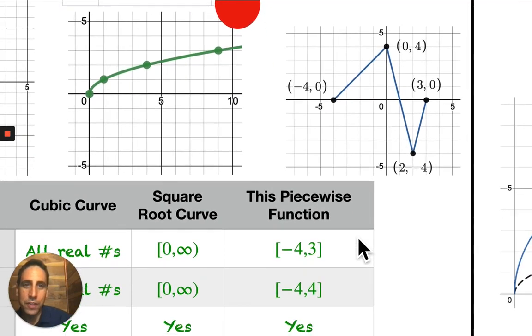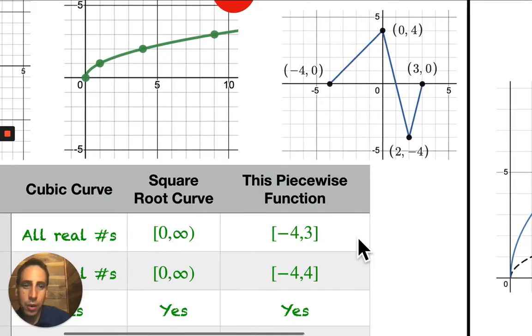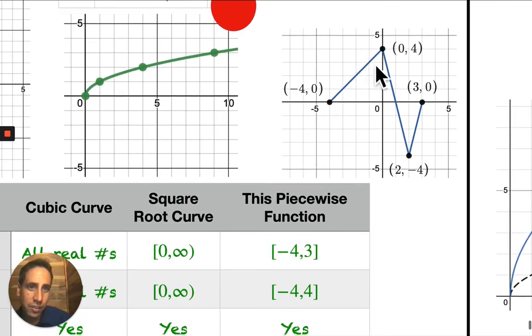Let's talk about the features of this piecewise function. What is the domain? We collect all the x values on this graph, and it's just the numbers from -4 to 3. And remember, this is an interval here. This is not a location on the graph. I'm not trying to say the x value is -4 and the y value is 3. I'm trying to say that this is an interval of x values. X can go as low as -4 and up as high as 3, and that's it.